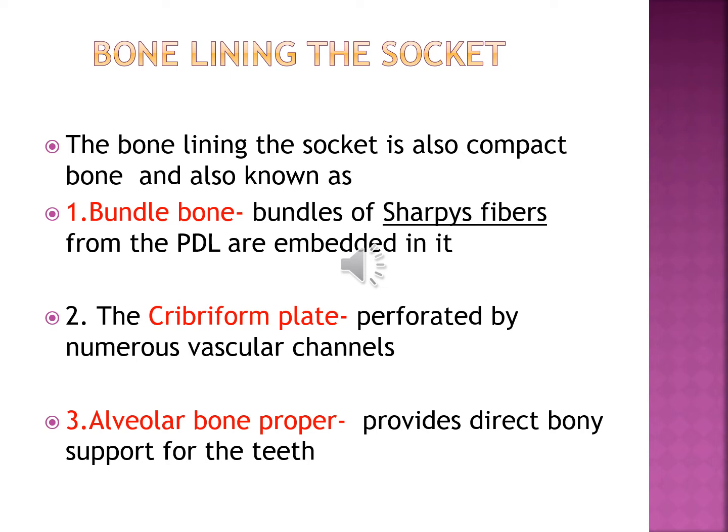It is called bundle bone because the bundles of Sharpey's fibers from the periodontal ligament are embedded in it. It is also called cribriform plate because it is perforated by numerous vascular channels or blood vessels. It's also called alveolar bone proper because it provides direct bony support for the teeth, and it's also called lamina dura, because in the radiograph you can see a widening of the periodontal ligament. So when you see that, you call it lamina dura.